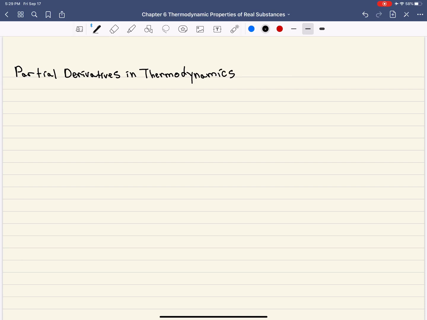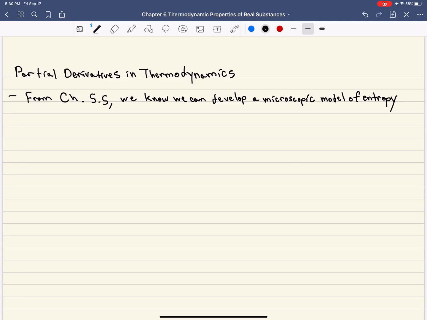Now let's talk about why partial derivatives are important for describing phenomena in thermodynamics. In our previous half chapter, where we talked about the microscopic meaning of entropy, we saw that we could develop a microscopic model of entropy.